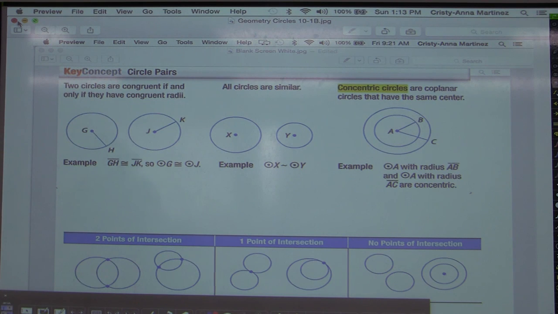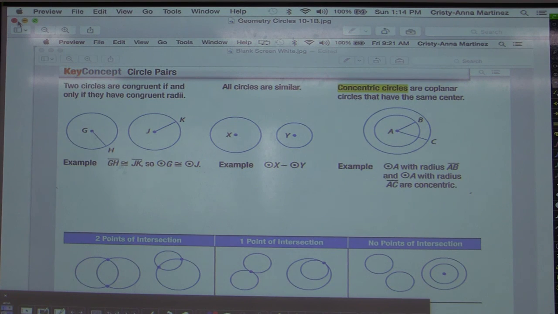All right, so now we're talking all about circle pairs. Basically, 2 circles are congruent if and only if they have congruent radii. So if 2 circles have the same length of radius, then those 2 circles are going to be congruent. And then we have all circles are similar, since similar just means they have the same shape. So all circles have the same shape, so all circles are similar.